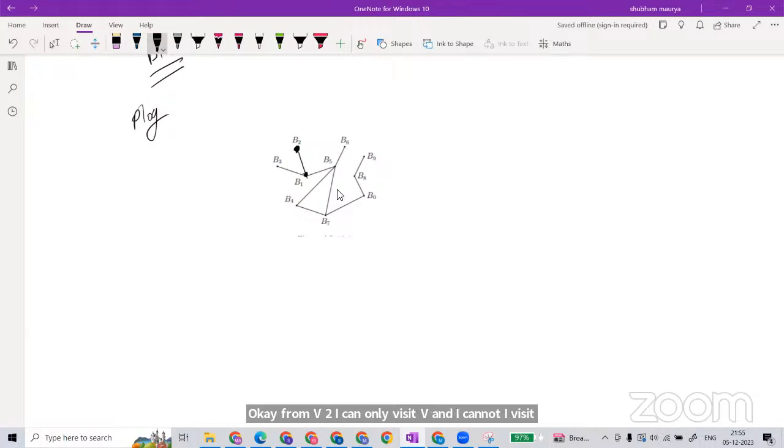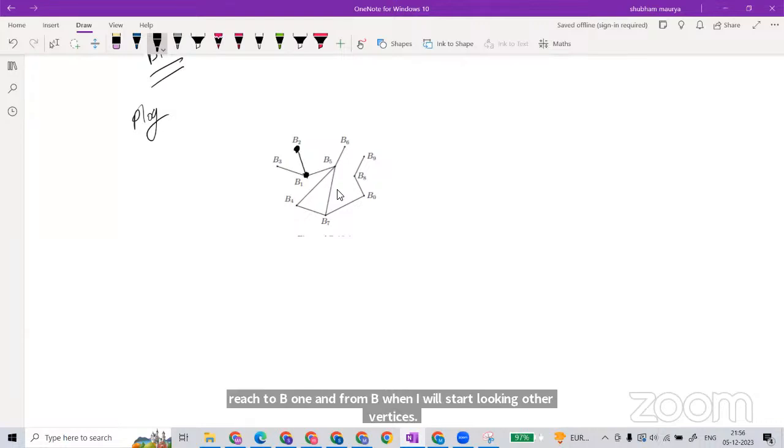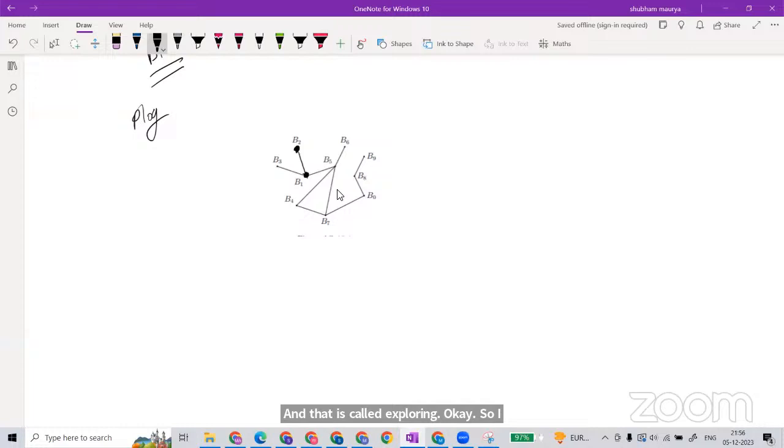Once I visit, I will try to explore. So I can only explore B1 now. Explore means I will reach B1, and from B1 I will start looking at other vertices. That is called exploring. So I started from B2 and was able to visit only B1. There is no other vertex I can visit. Now I reach B1 and start visiting again. That means I started exploring B1, so from B1 I can visit V3 and I can visit V4.